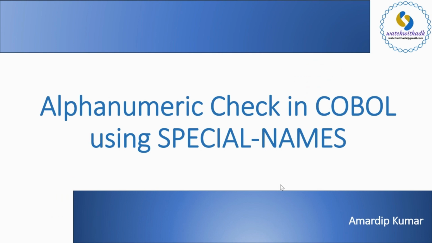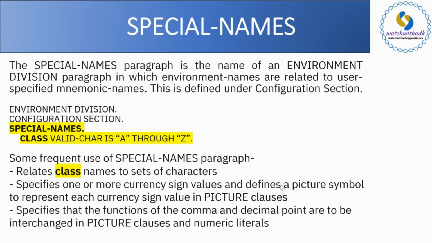Hello friends, today we are going to discuss how we can perform an alphanumeric check in COBOL using special names. Before proceeding, we should know what special names is in COBOL. The special names paragraph is the name of an environment division paragraph in which environment names are related to user specified mnemonic names. This is defined under the configuration section.